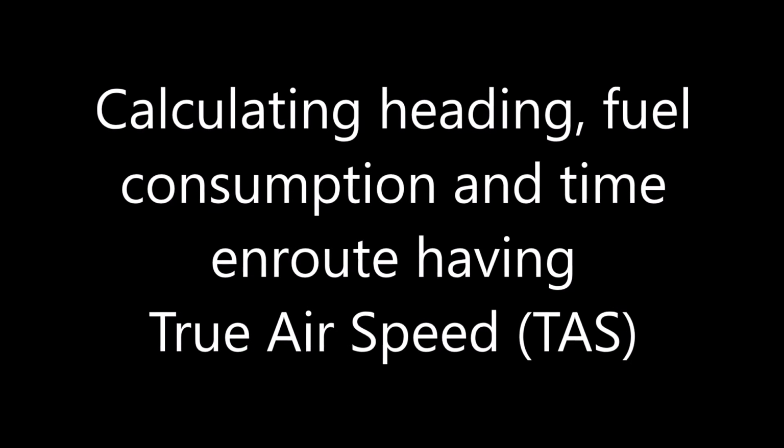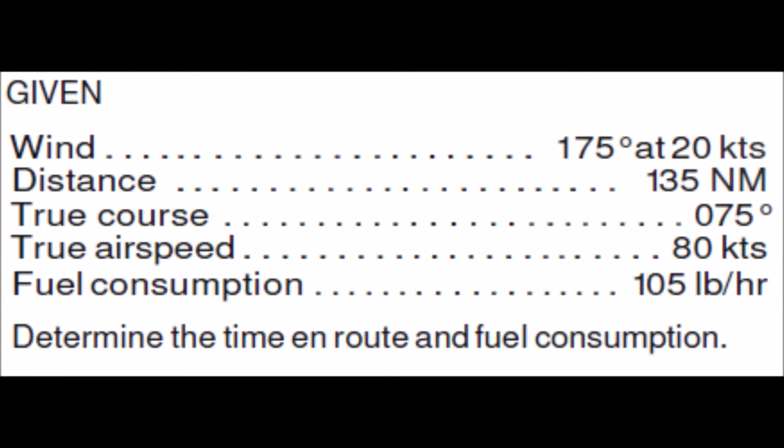Calculating heading, fuel consumption, and time en route having the true airspeed. Looking at this problem, they give us the wind, distance, true course, true airspeed, and fuel consumption. And they just want to know how much fuel and how long it's going to take us to get there. So notice we're given the true airspeed, which means we don't have to calculate it.